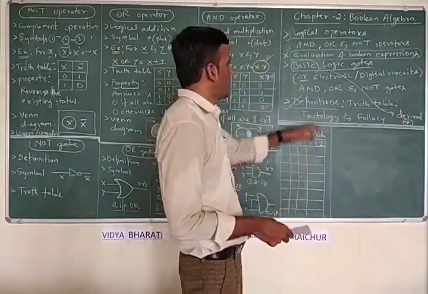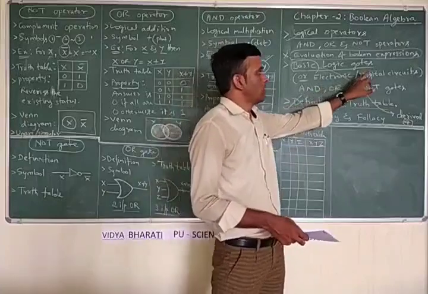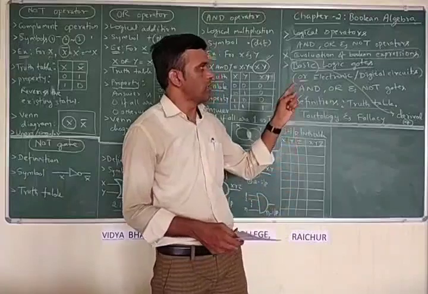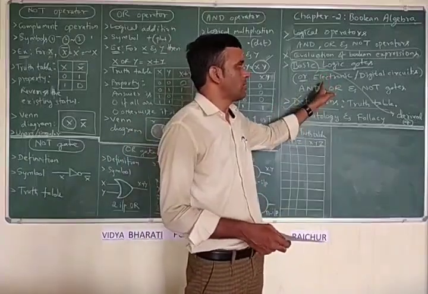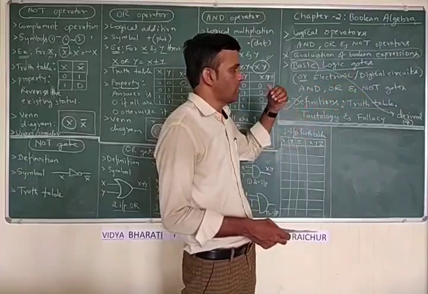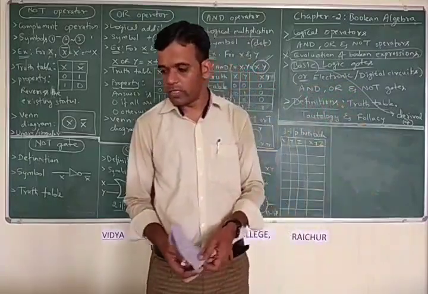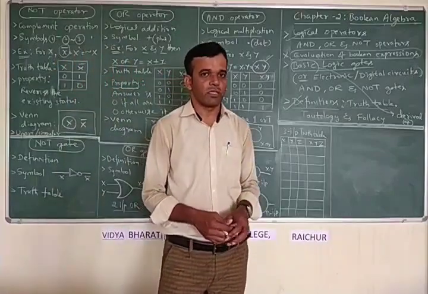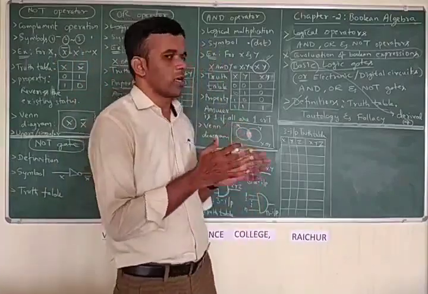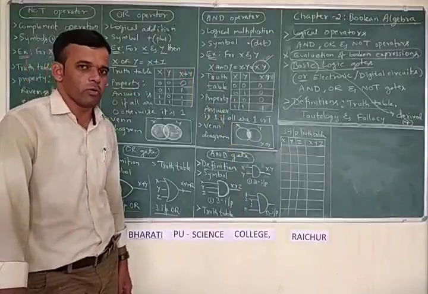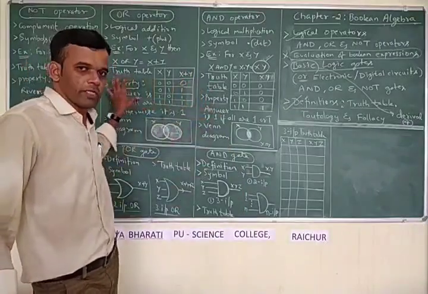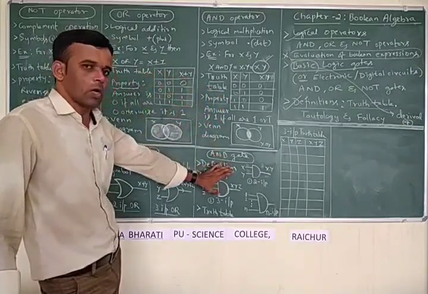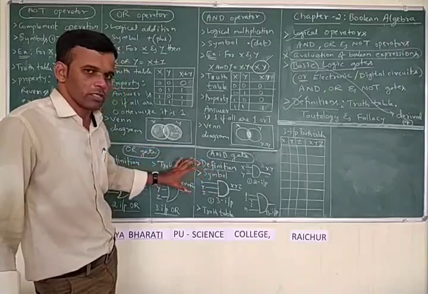Here I have written electronic circuits or digital circuits. So a question can even be asked as define the logic circuit or define the digital circuit. Whether it is a logic gate or electronic circuit or digital circuit, all are the same. But here we are talking about electronics. In computers, these logical operations or Boolean operations can be performed by using logic gates or electronic circuits.